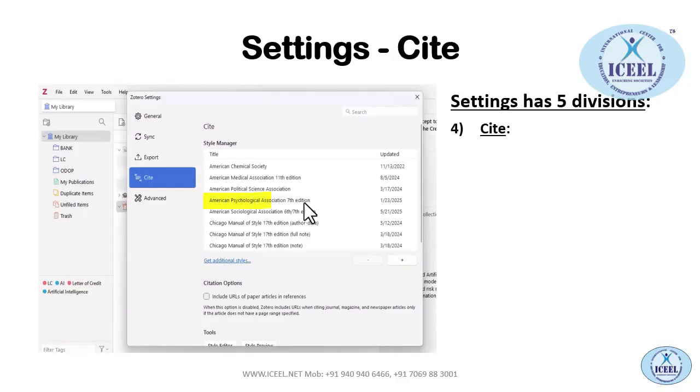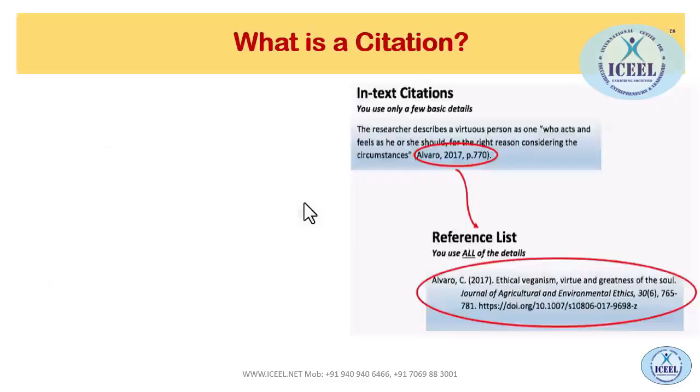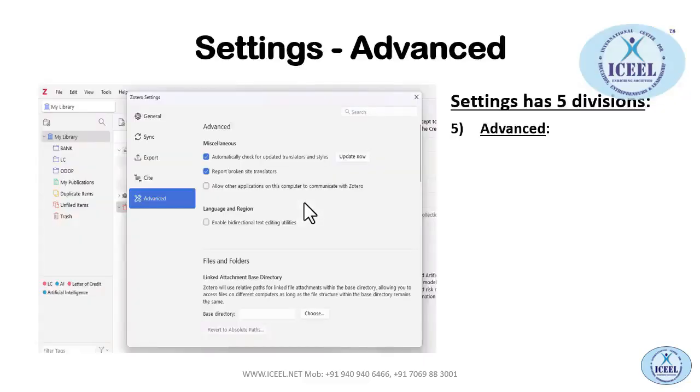Cite here, you have to select, as I said, American Psychological Association 7th edition, APA style. We have to select as per the management requirement. Advanced features. In advanced features, almost everything is required to be kept the same. No changes are required to be done right now at this point of time. Right. So the settings menu is finished in Zotero.